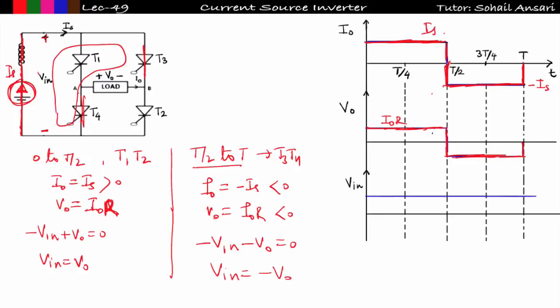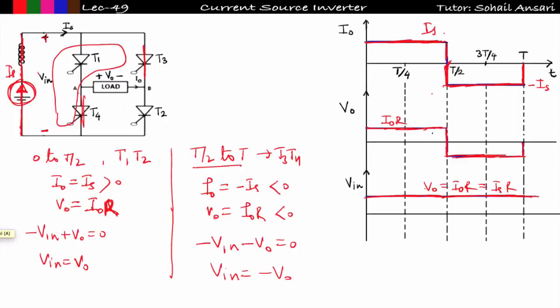See, from 0 to T by 2 input voltage will be equal to V naught, that is represented like this. Input voltage will be equal to the V naught waveform, and now from T by 2 to T input voltage will be equal to minus of V naught, and here V naught is negative, so minus of minus V naught will be equal to plus V naught. So this is equal to plus V naught, whose peak value is V naught only, that is equal to I naught into R, or you can say Is into R, because in this case the peak value of I naught is equal to Is. So in this way we have plotted the waveform of I naught, V naught and input voltage.